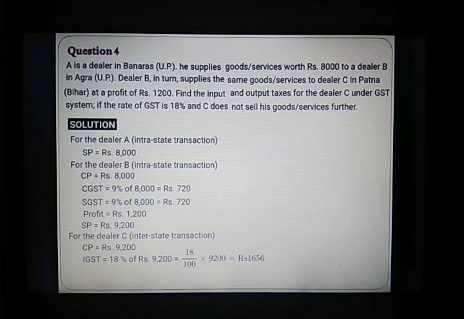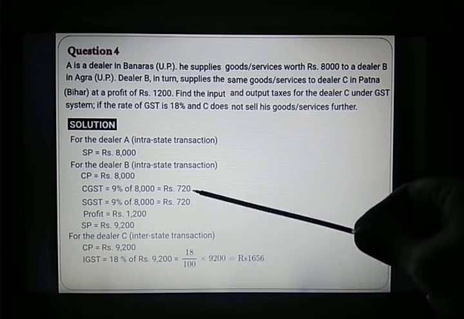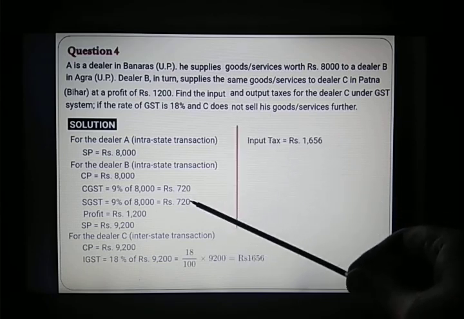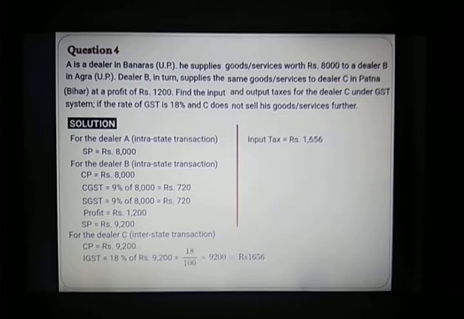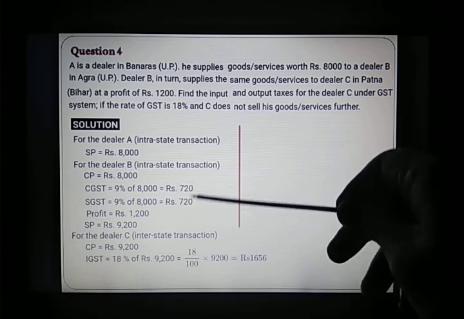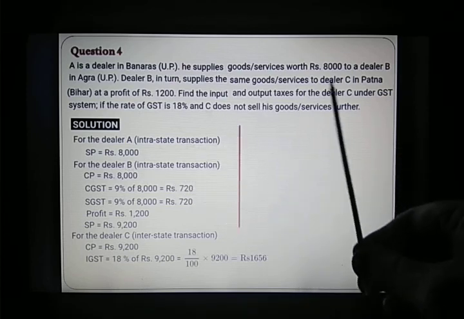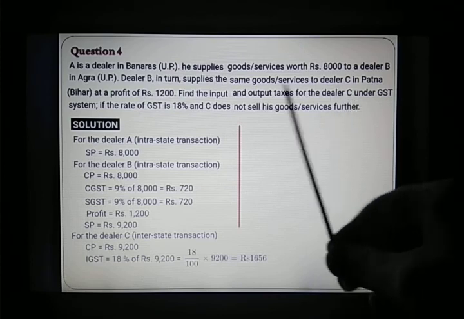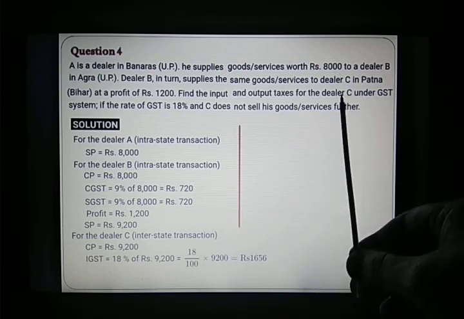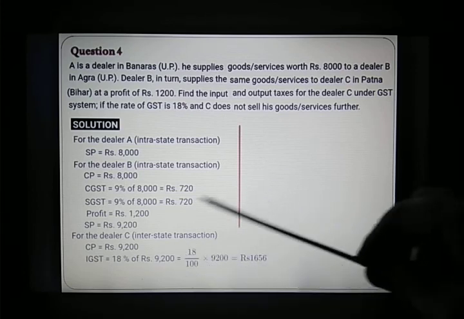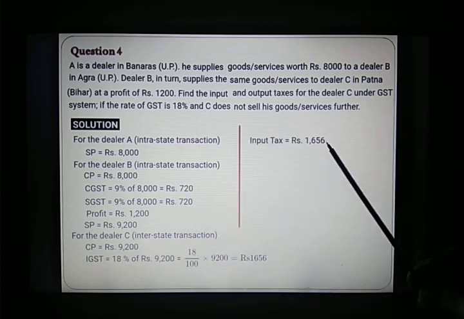Now this is actually the tax paid by the dealer C. That means this is my input GST, right? And the sum of these two would be the input GST for dealer B. But if you see here carefully, this is for dealer B, but the question is asking for dealer C. Be careful. The question is asking for input GST for dealer C, not for dealer B. So that's why this becomes your input GST for dealer C, and my input GST is this much.